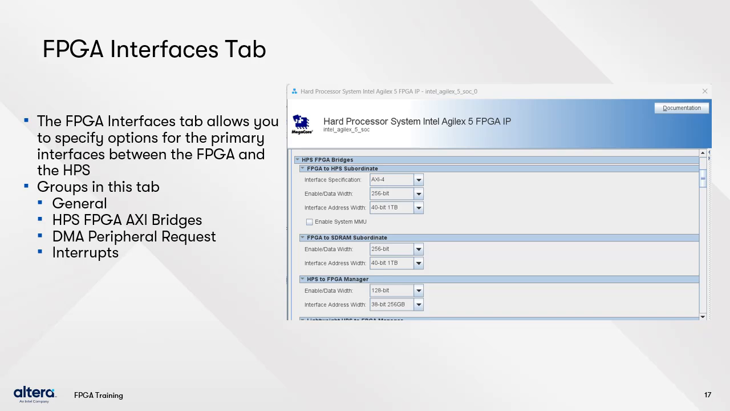The first tab of the HPS configuration is related to the interface to and from the FPGA. In the General section, you can enable options that can send events to and from the FPGA, direct the GPIOs to and from the FPGA, enable boot signals from the FPGA, and allow the connection of debug interfaces. On this tab, you can configure the bridges that connect to the FPGA side and specify the options for the primary interfaces between the FPGA and HPS.